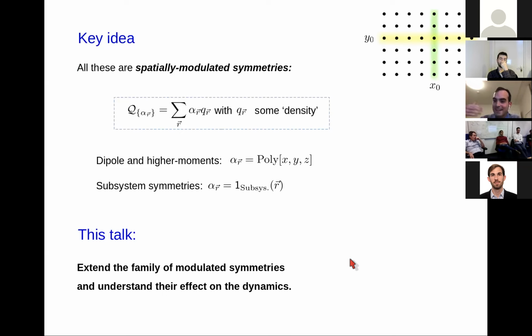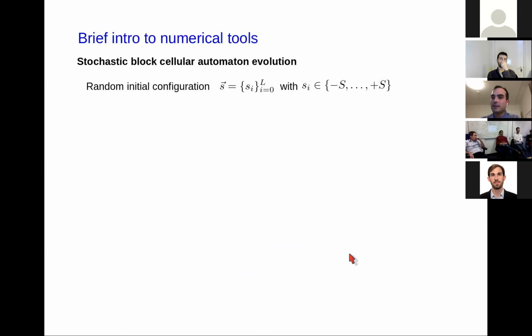Before starting into that trip, let me briefly mention the numerical tools we are going to use. We are going to consider a stochastic block cellular automata evolution. You can simply think of this as a local Markov evolution that will update string configurations to other string configurations. You will pick some random initial configuration of the spins, a string of size L or L+1, where the local spin degrees of freedom take half-integer or integer values between -s and s.